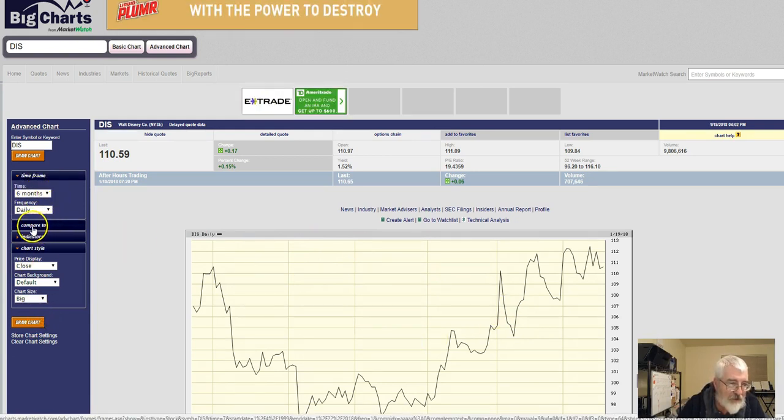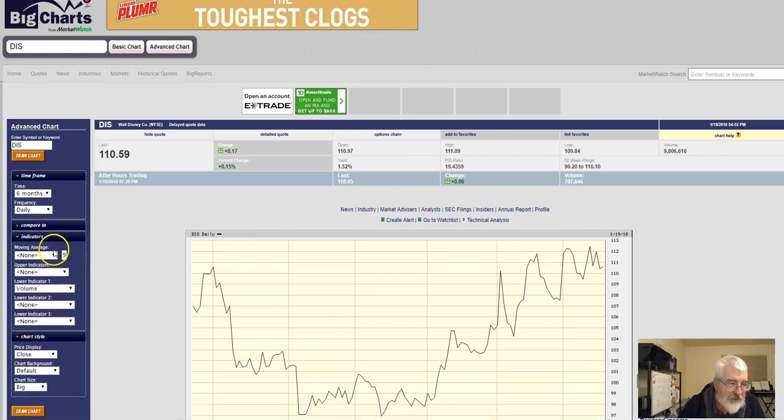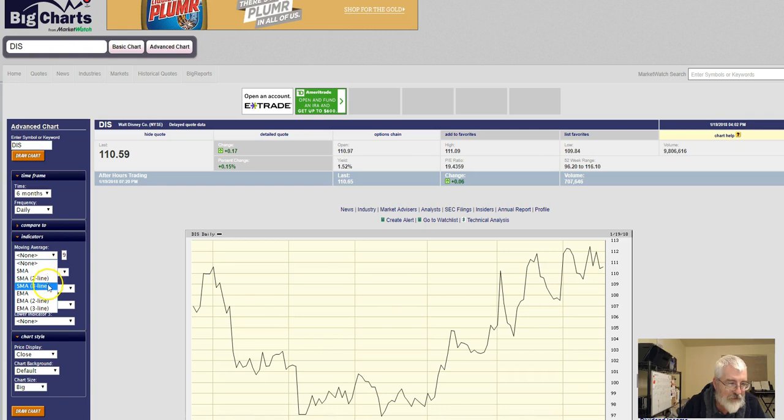6 months daily compared to, and I like to have a simple moving average. And we'll put that in here as, oh, say 7 comma 14 comma 30. Sometimes I use different numbers for that.